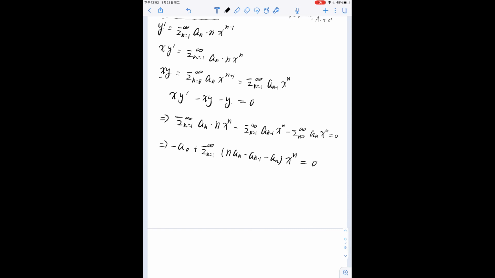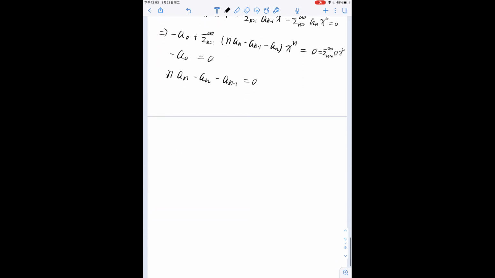With this, we can compare the coefficients of both sides of the equation. 0 can be viewed as the summation from 0 to infinity of 0 times x to the power of n, right? So here we need the coefficients of the same power of x to be the same for both sides of the equation. So minus a naught equals 0, and n times an minus an minus a n minus 1 equals 0.